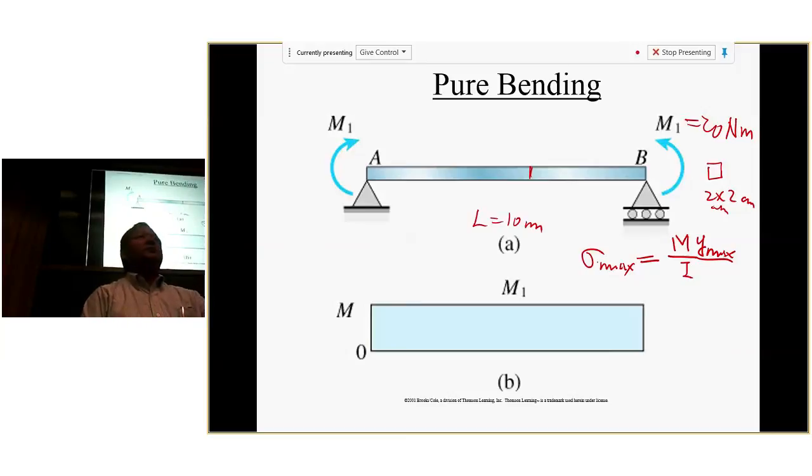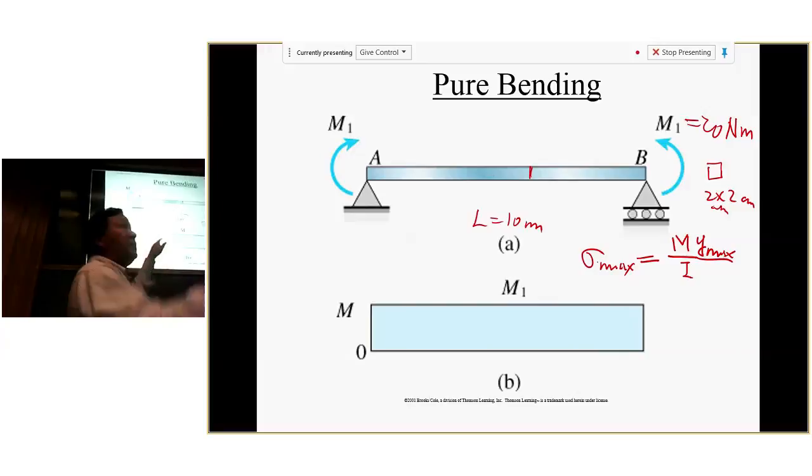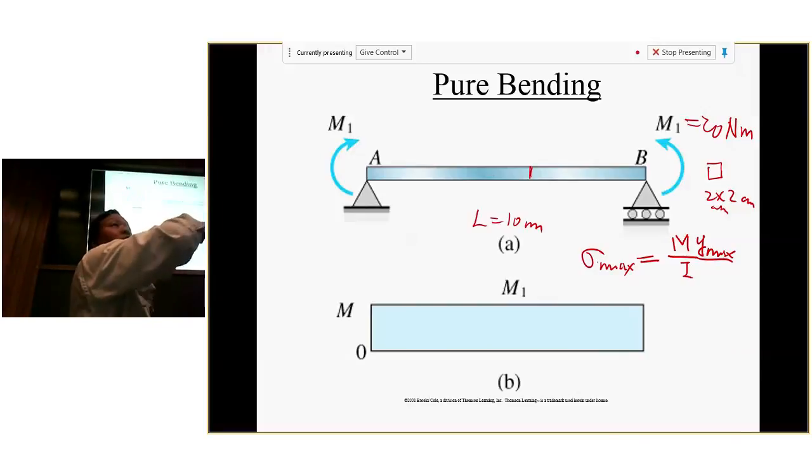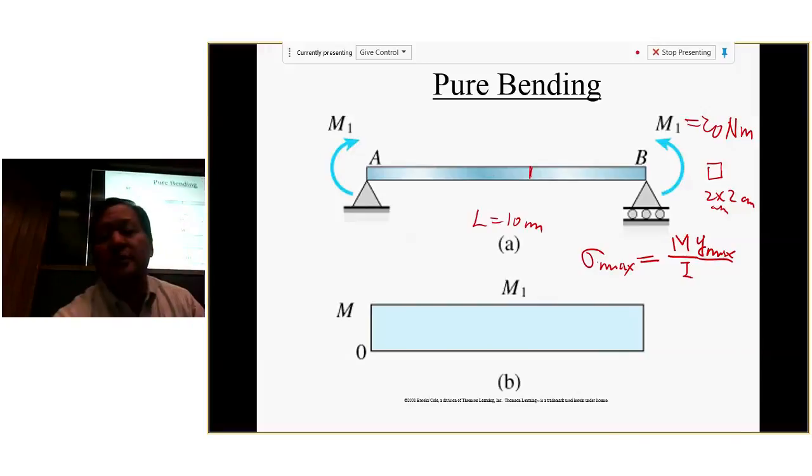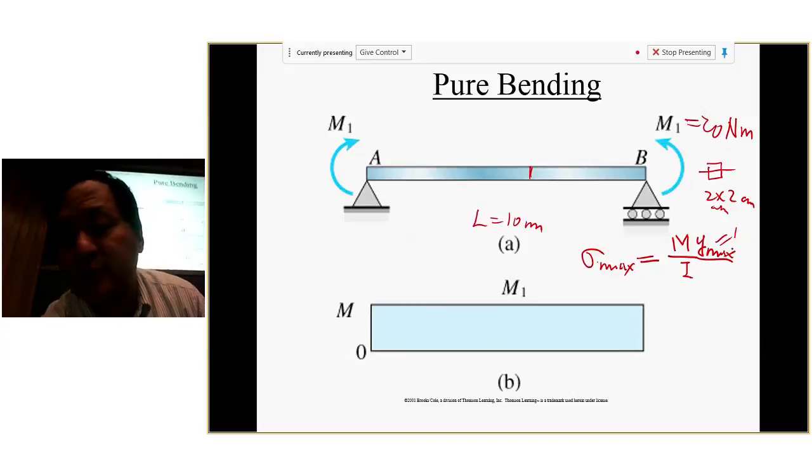Now what's y maximum? 1. It's 1, because the neutral axis, for a rectangular section, actually this is a square, will be right in the middle. So here's your neutral axis. So the maximum y is 1. So y maximum equals 1. Now what's the I?